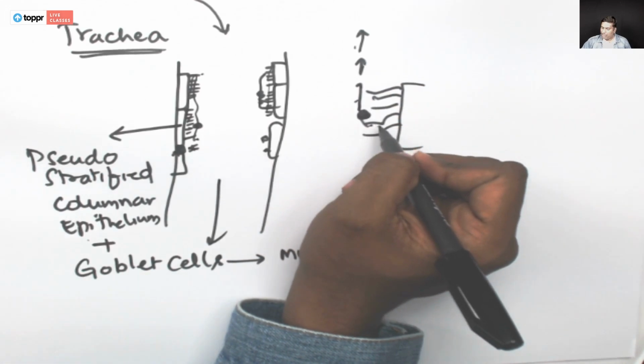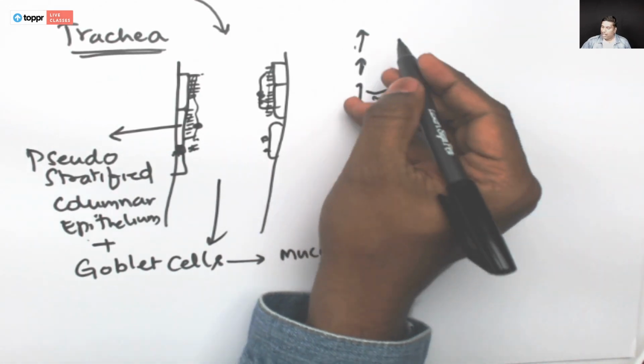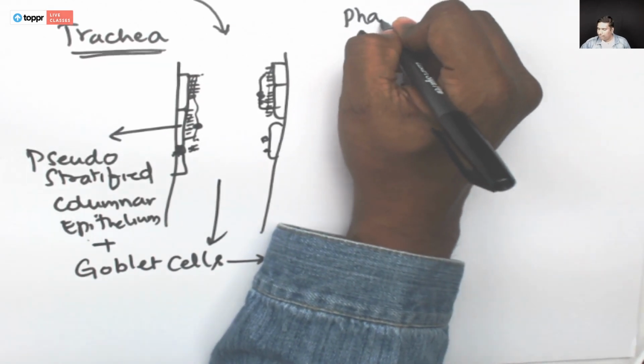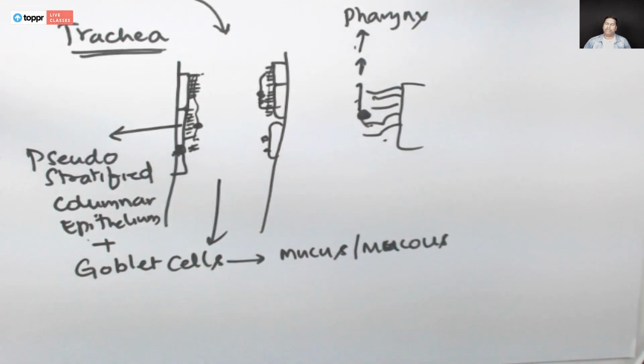Finally, from the trachea, the dust particles that are trapped here are pushed all the way to the pharynx. And in the pharynx, again, you can spit it out or you can swallow, because the pharynx is the common connection between the respiratory tract and your digestive tract.